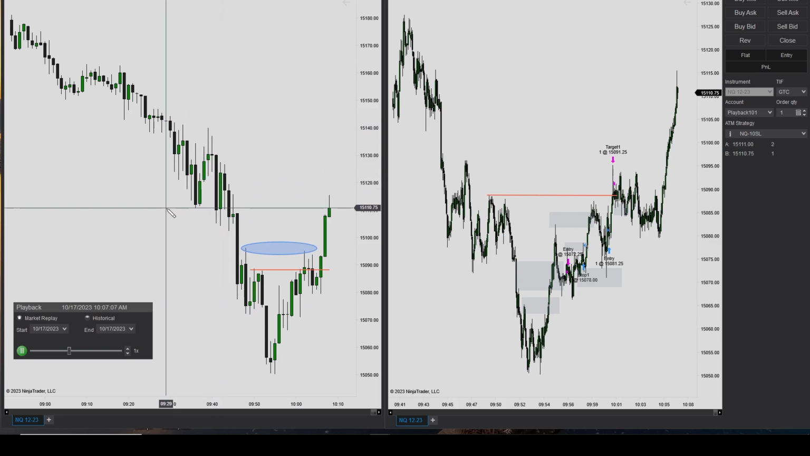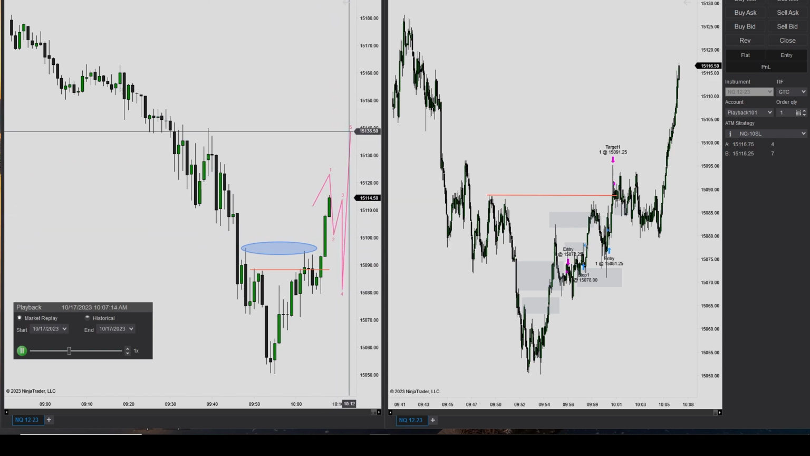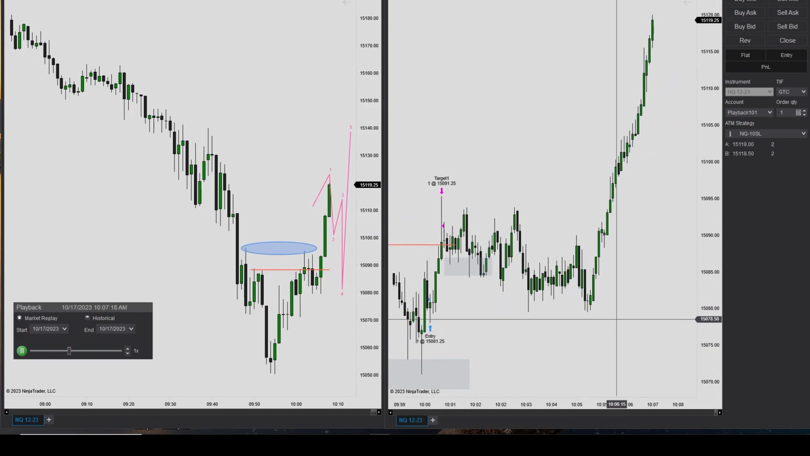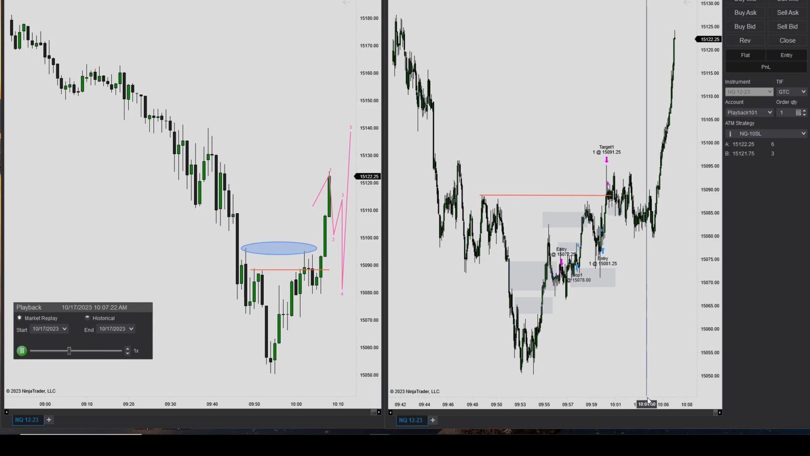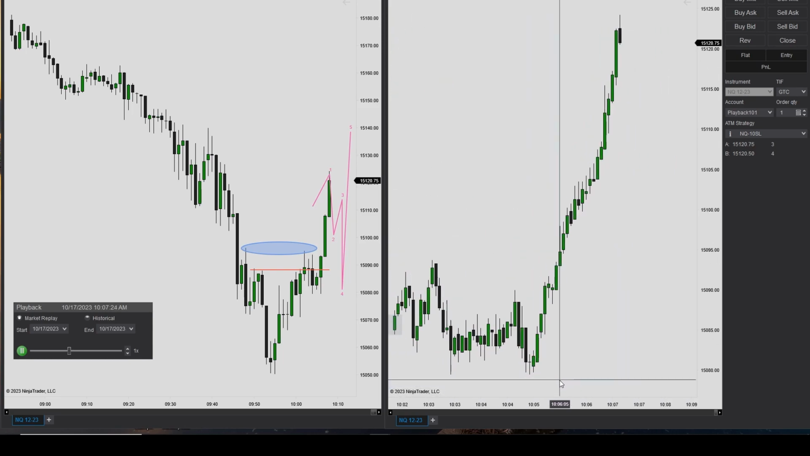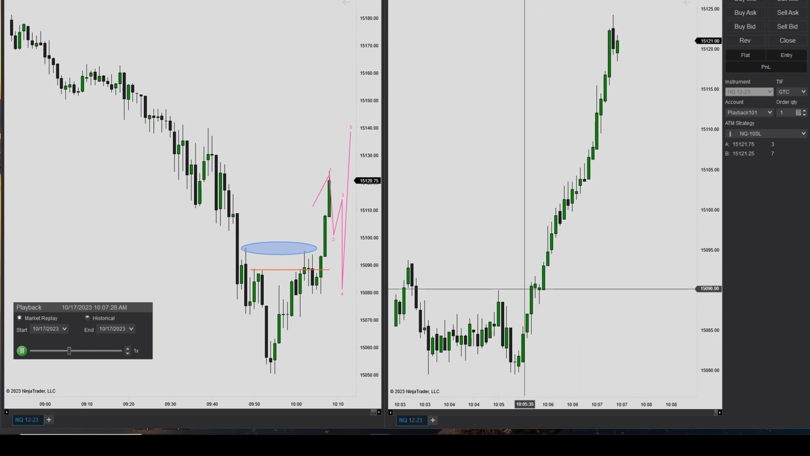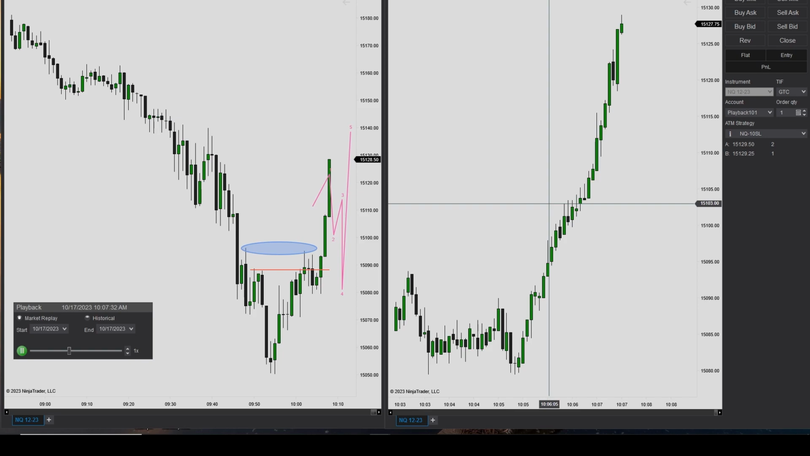As far as where we could come up here, back down, and then go up. But this thing is moving. And this is where you just sit there and do nothing. Like I don't even see a spot that's like high probability in here to retrace to.